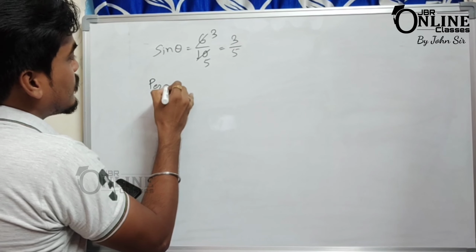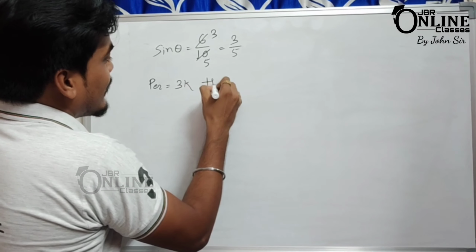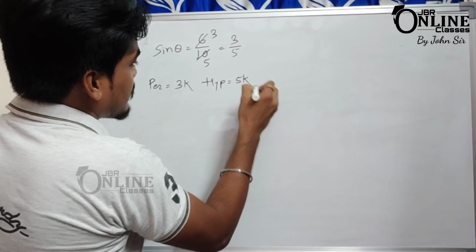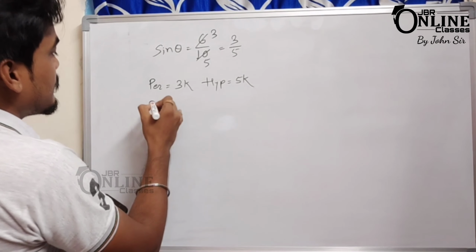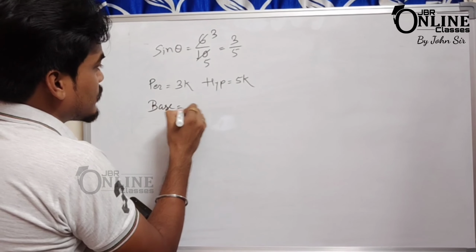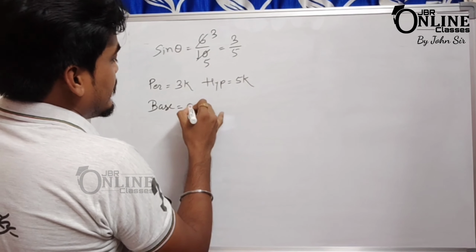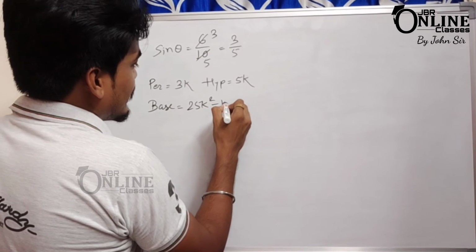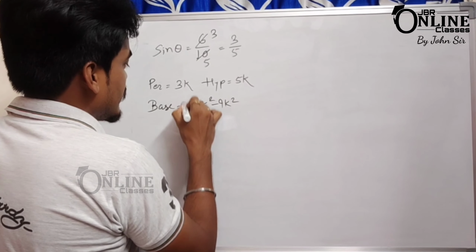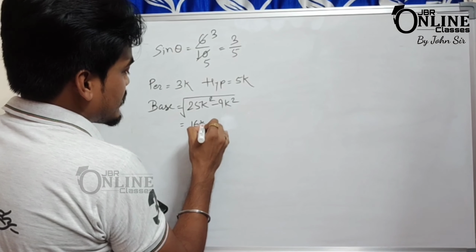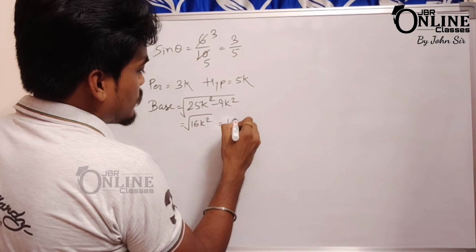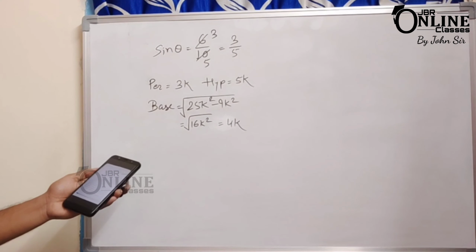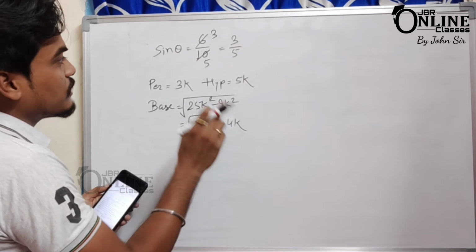Now perpendicular equals 3k and hypotenuse equals 5k. Okay. So next, base. Base equals root over 5k square, that means 25k square minus 9k square, that equals root over 16k square. So that equals 4k. Okay. So by Pythagoras theorem, here base equals 4k.